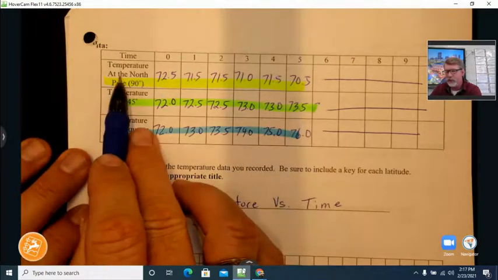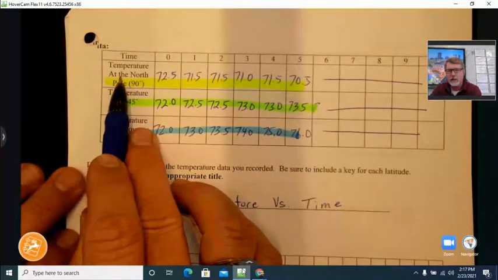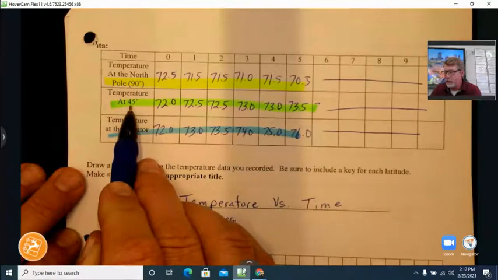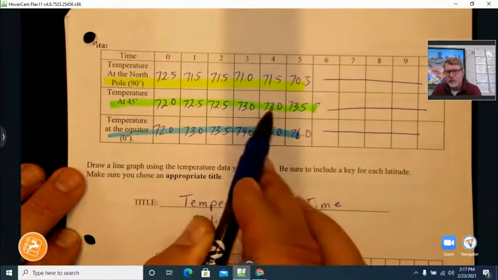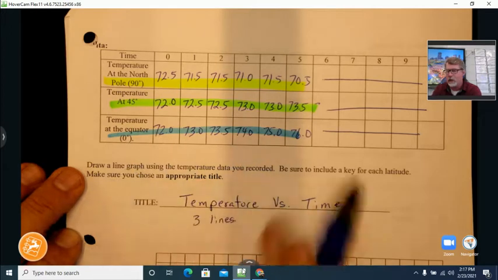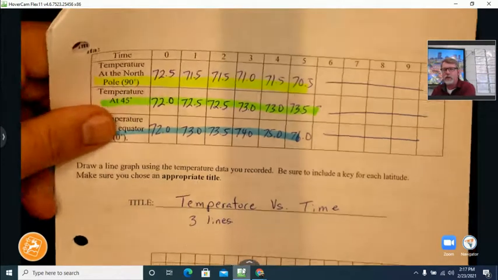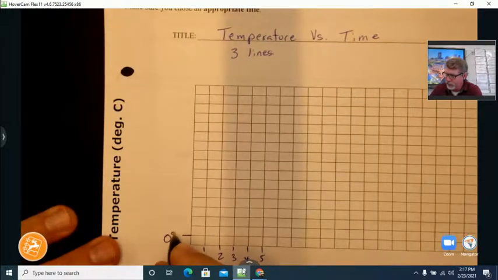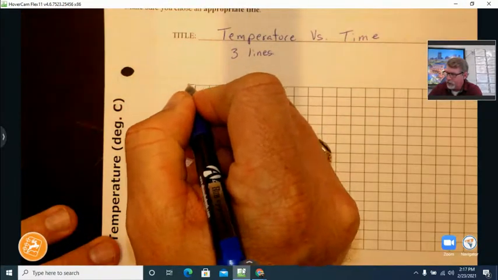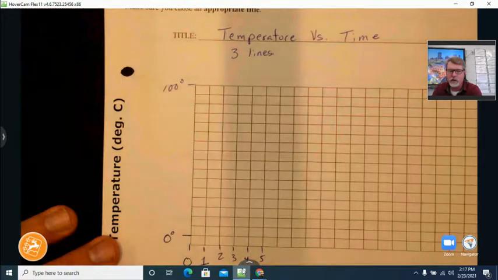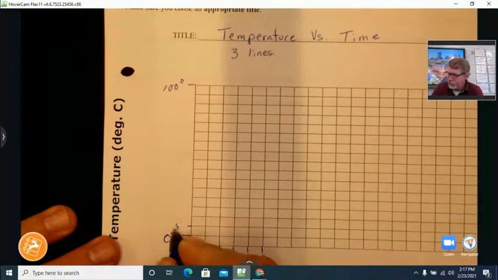Then you'll graph on the y-axis the temperature of 90. So you'll have one line with this set of data and the temperature at 45. That'll be a second line with this green data. And then finally a third line, temperature at the equator of 0, and that'll be a third line. So you'll have to go up for this data to 100, so we can just label this 0 degrees all the way to 100 degrees, and you can just spread that out as you go, counting by probably 5s would work good.